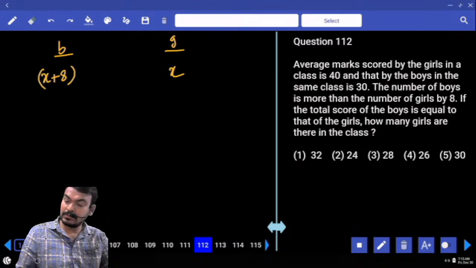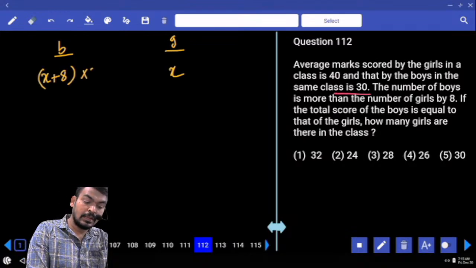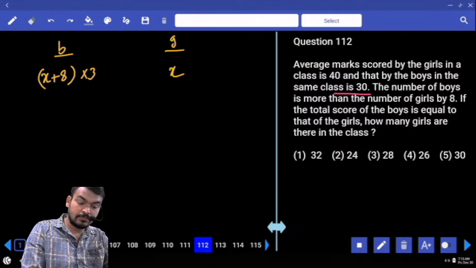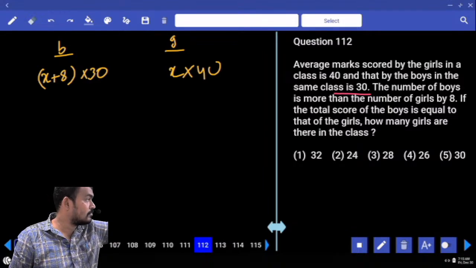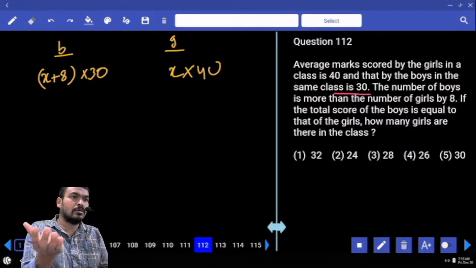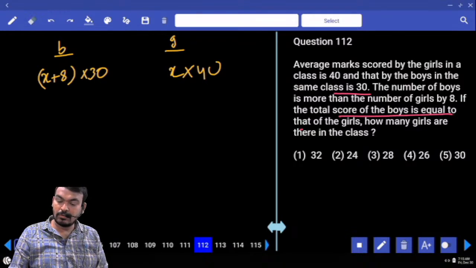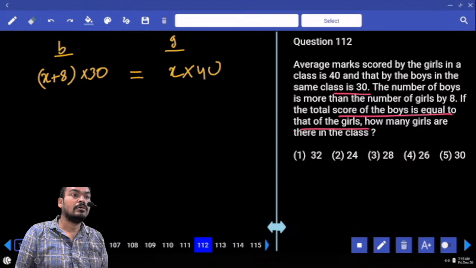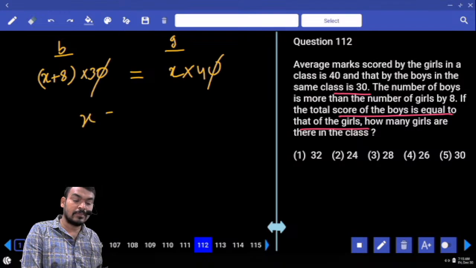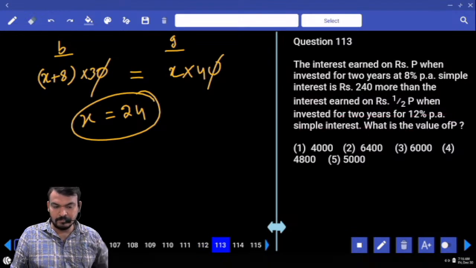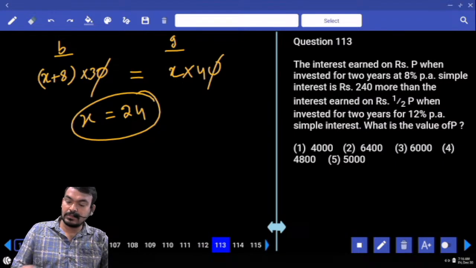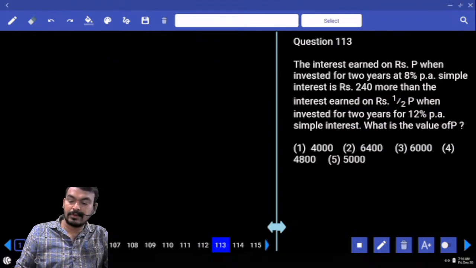What is the boys' average? 30. What is the girls' average? 40. Number of boys into average, number of girls into average, both are total scores. Here the total score of the boys and the total score of the girls are equal. The zeros cancel. 4x and 3x difference is x. 3 times 8 is 24. So the number of girls is 24.